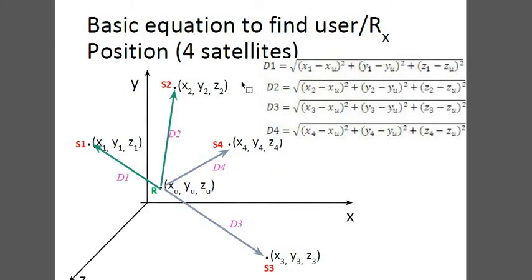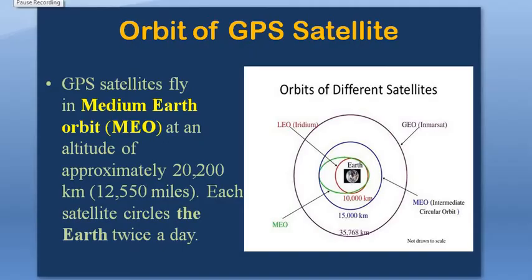So these are the 4 basic equations. I'll give these notes also for your paper. These are the basic equations to find the receiver position when we are using the 4 satellites. The coordinates are used from the different satellites, satellite 1, 2, 3, 4, and at the point of intersection you will find the receiver position properly. I hope you are clear with the principle of operation of your GPS.